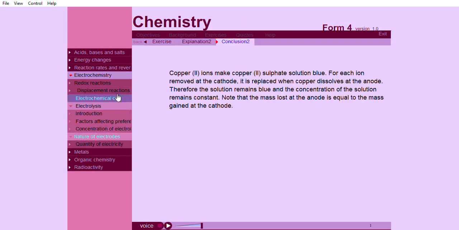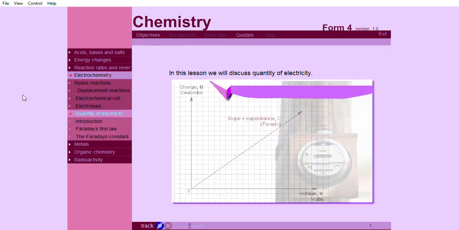Copper(II) ions make copper(II) sulfate solution blue. For each ion removed at the cathode, it is replaced when copper dissolves at the anode. Therefore, the solution remains blue and the concentration of the solution remains constant. Note that the mass lost at the anode is equal to the mass gained at the cathode. In this lesson, we will discuss quantity of electricity.